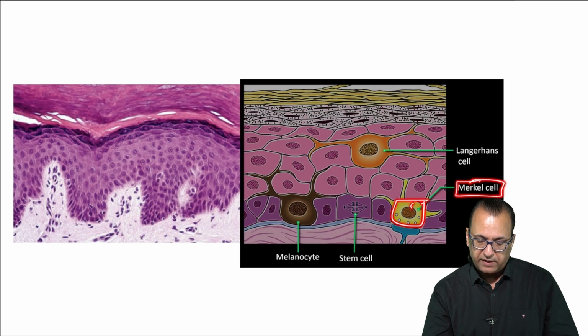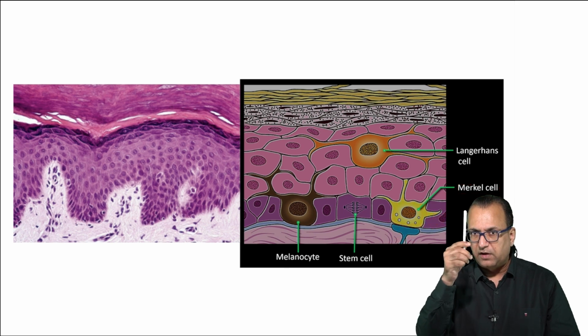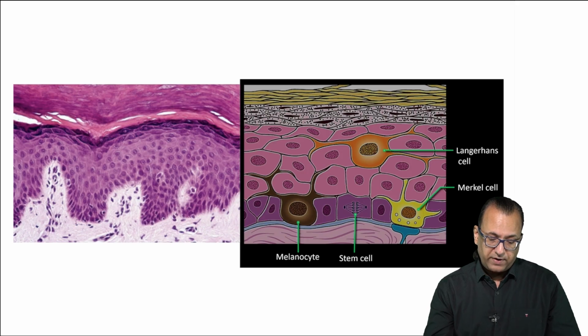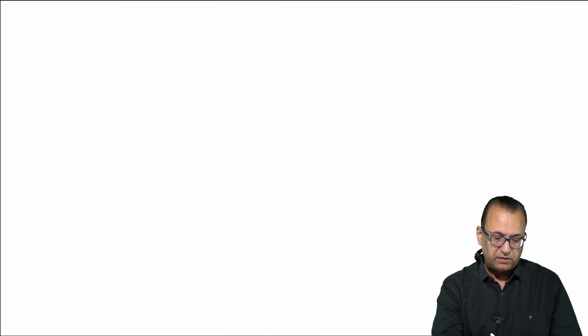It is at the basal layer. It has this nerve fiber also, and it is to detect the light touch sensation. Light touch sensation, which is sustained like holding the pen, is detected by Merkel cell. Now we have to talk about appendages like hair and glands as well.